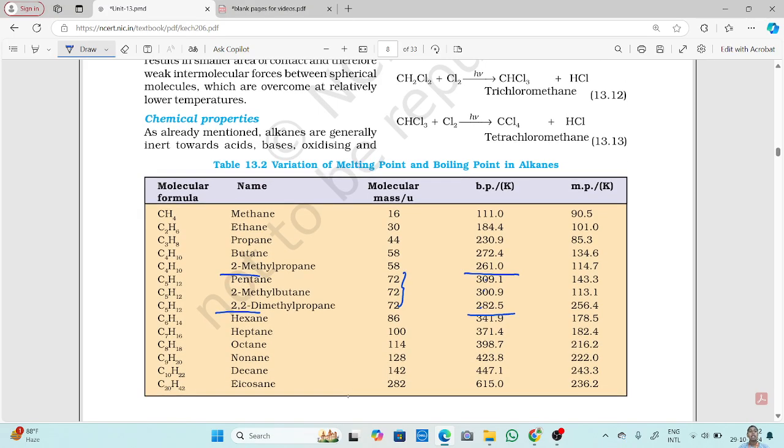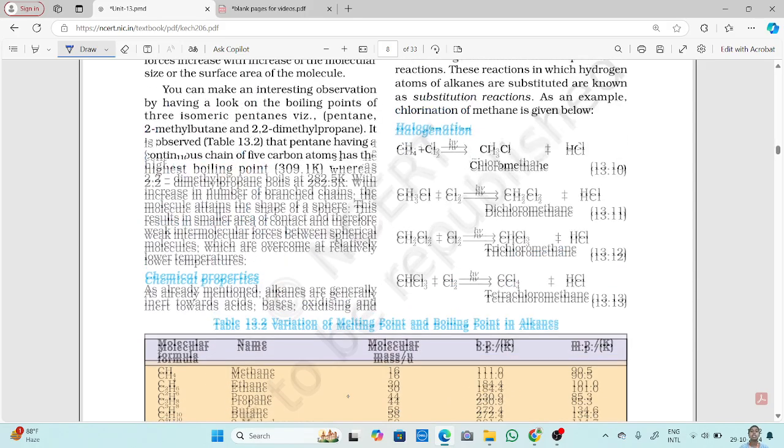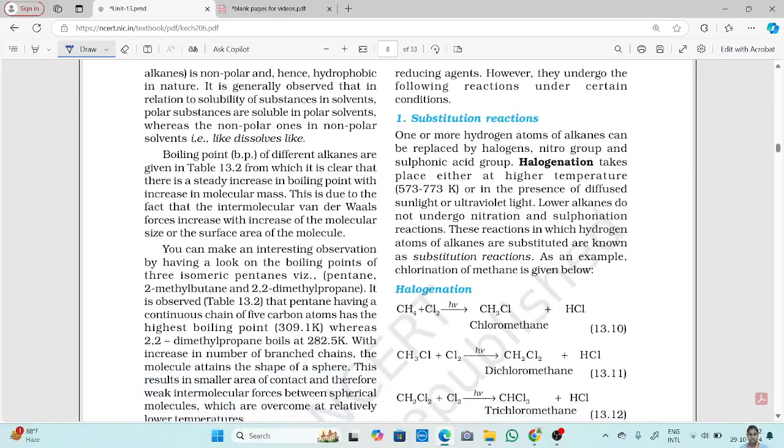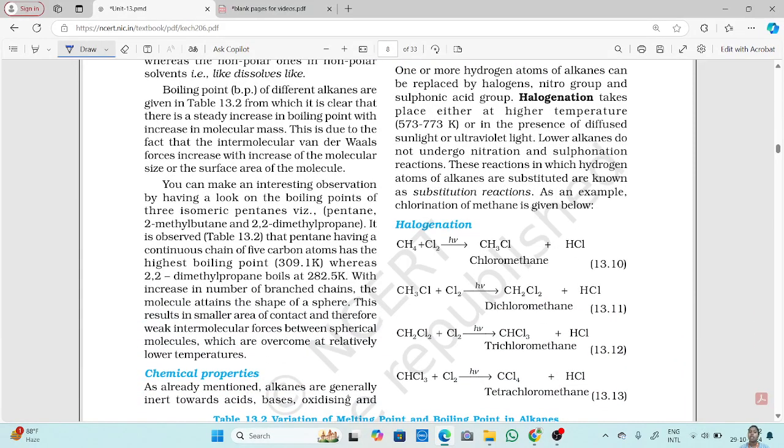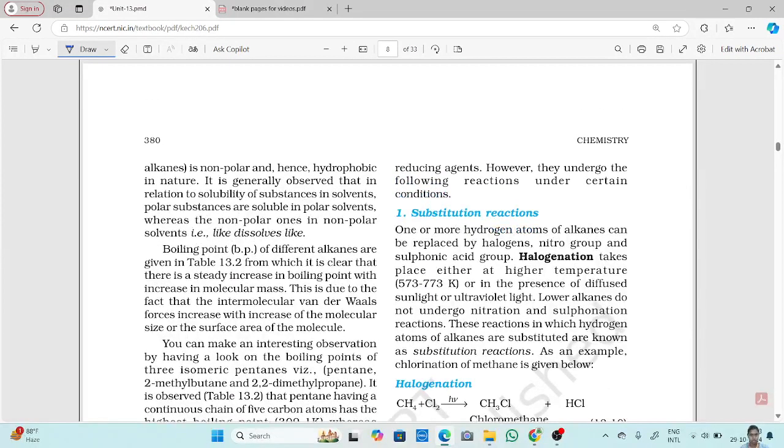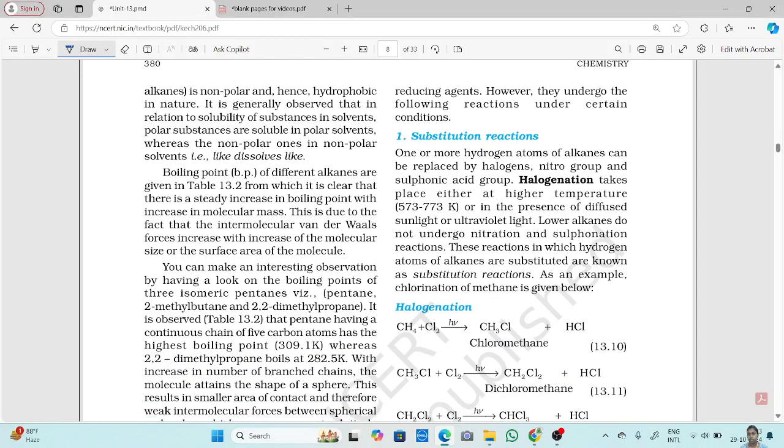Chemical properties. As already mentioned, alkanes are generally inert towards acids, bases, oxidizing and reducing agents. So alkanes are inert, as I already told you at the start. They don't react with acids, bases or any other reagents. However, they undergo some reactions under certain special conditions.